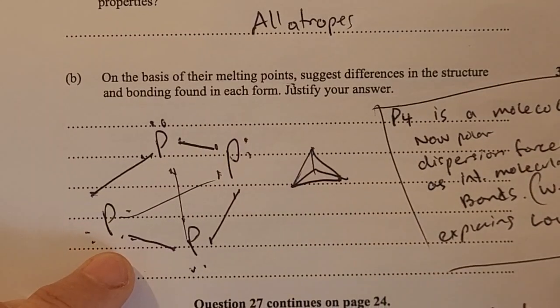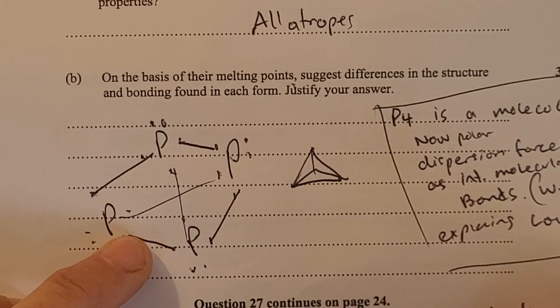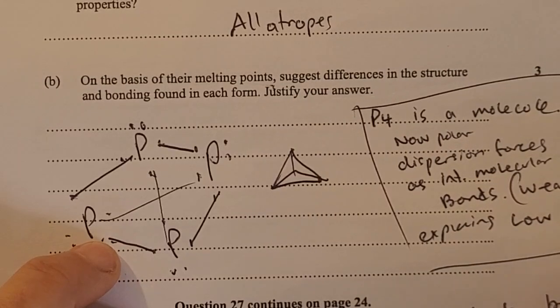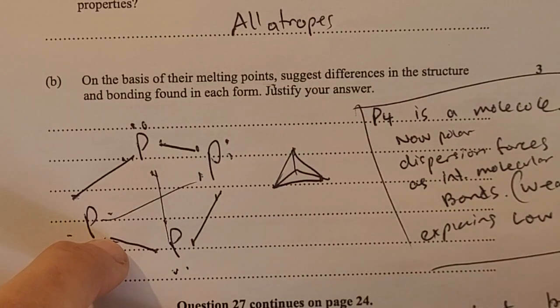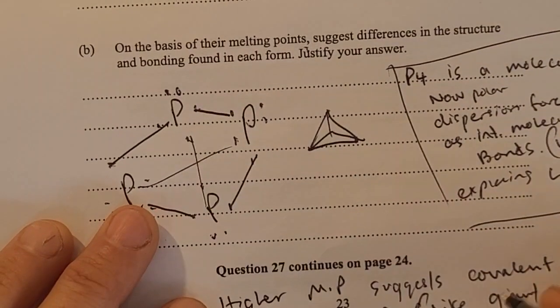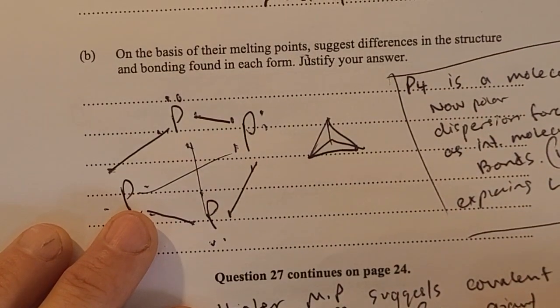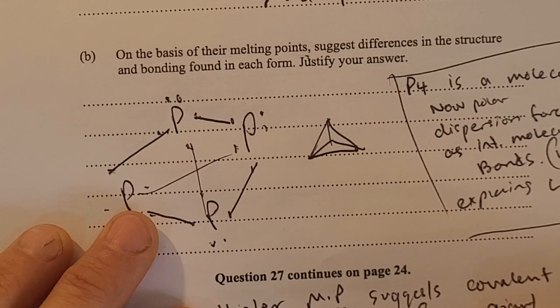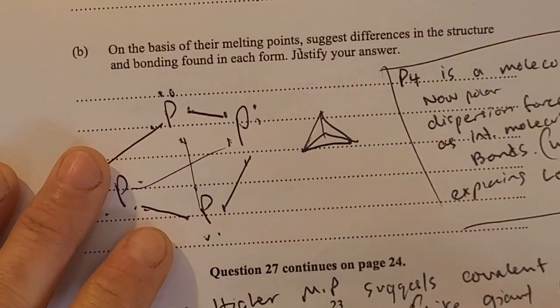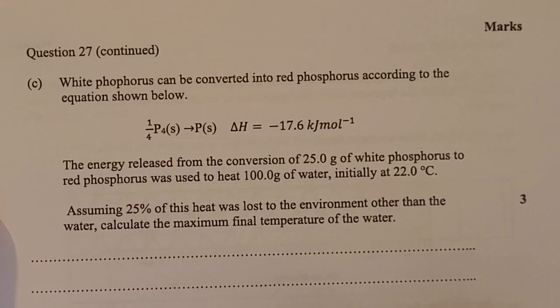All right. And it should probably say something like a giant covalent structure, because it's not an ionic bond. Okay, so that's the most relevant one.